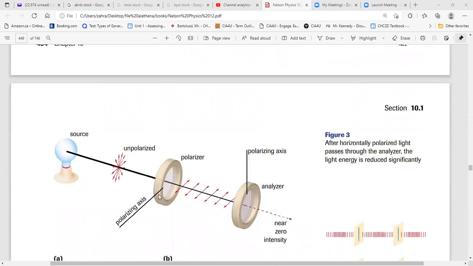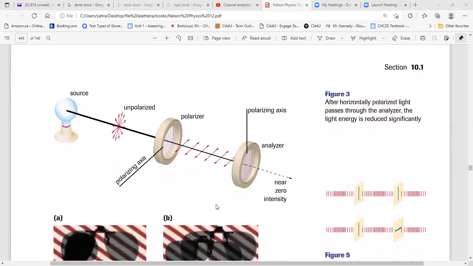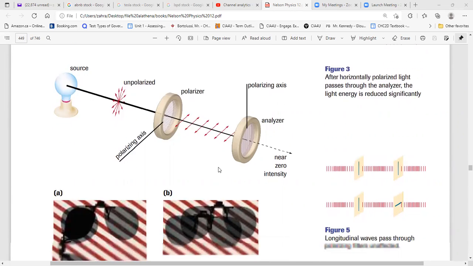The light comes and it emits all of the light in the other directions, and just allows certain light to pass through and makes that polarized. Now, this is the polarized light because it has a specific direction.